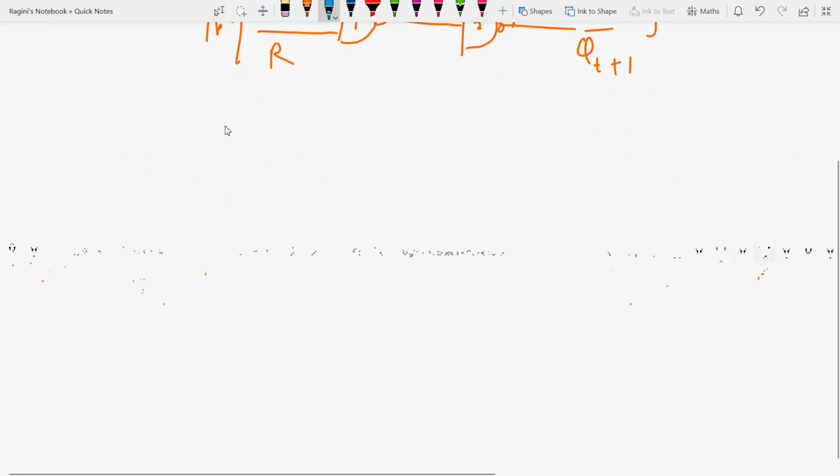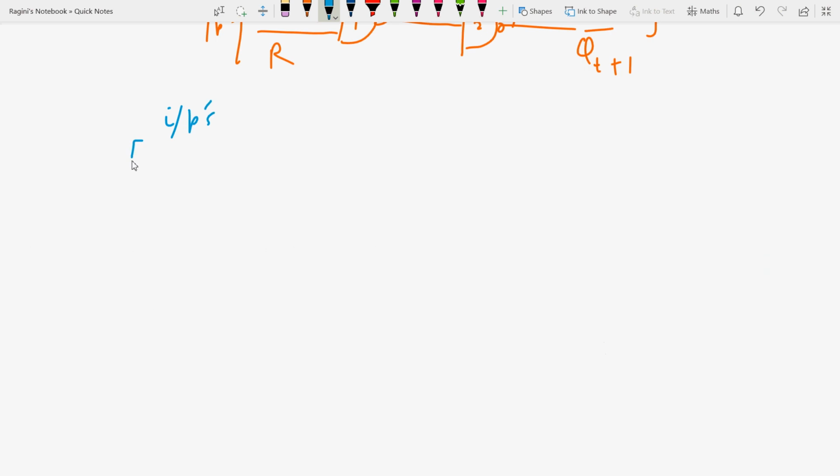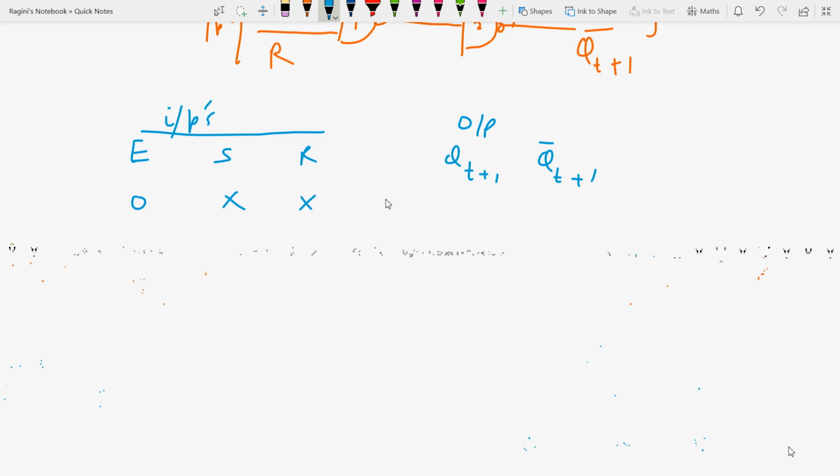So see, inputs are enable input, S, R, and outputs are Qt plus 1 and Q bar t plus 1. Okay, these are the inputs E, S, R. Now case 1, when the enable input is 0, S and R are not applicable. When E is 0, S and R won't be active, so the output will be as it is. That means it will depend upon its previous state. So it will be Qt and Q bar t, right? Because it will show no change condition as this enable signal is 0.